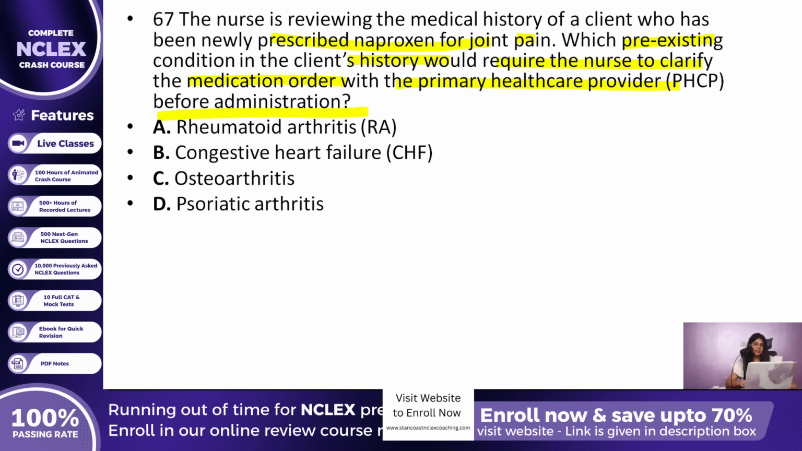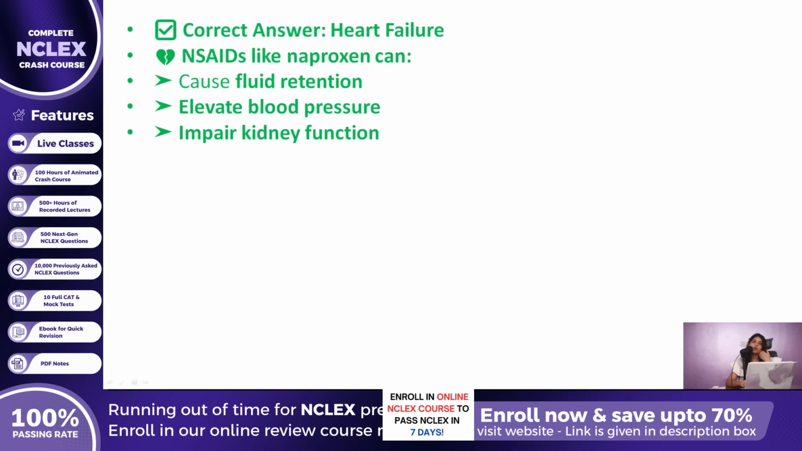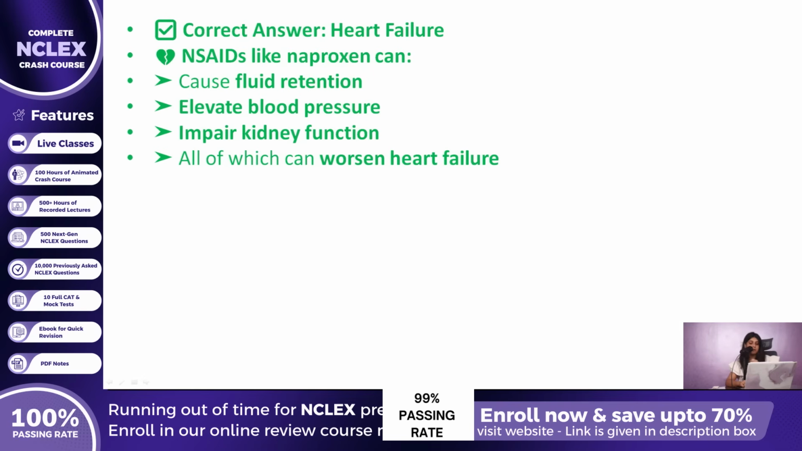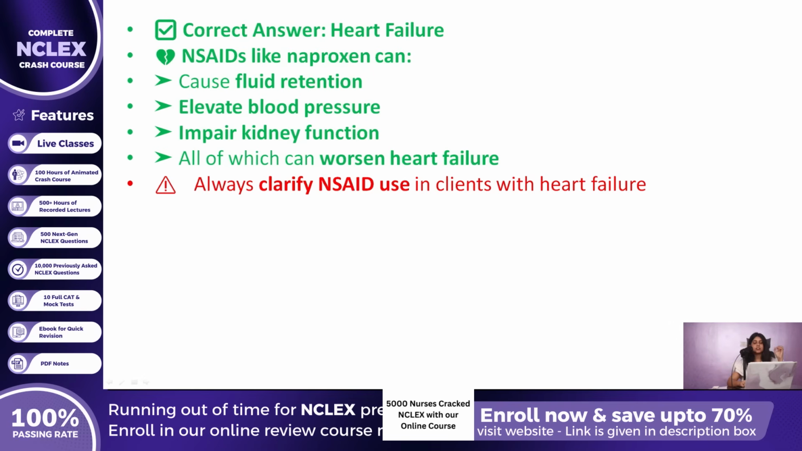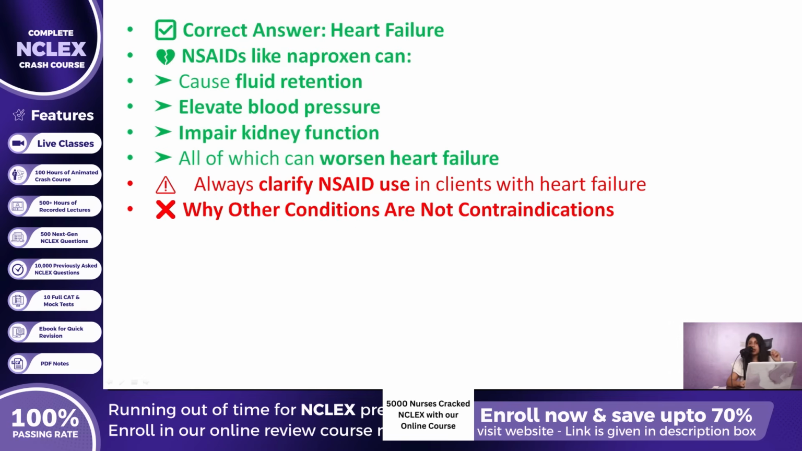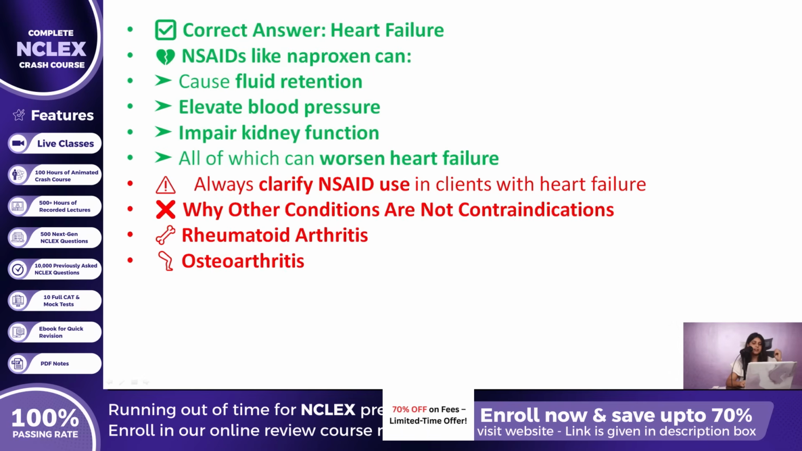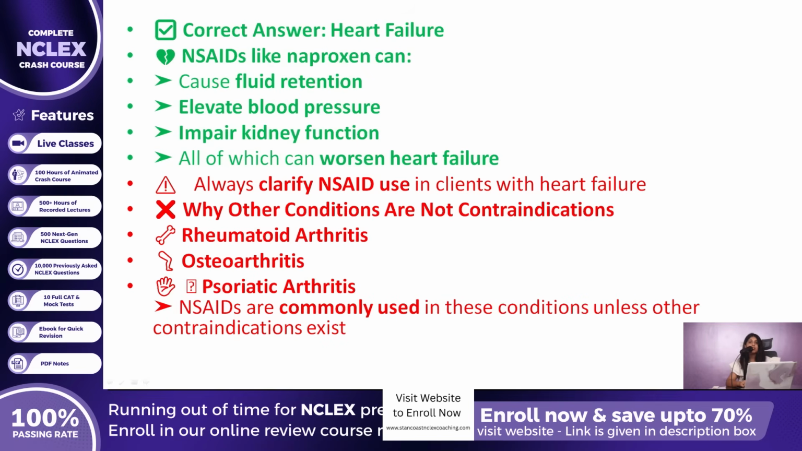arthritis. The correct answer is heart failure, as NSAIDs like naproxen can cause fluid retention, elevate blood pressure, and impair kidney function, worsening heart failure. The nurse should always clarify its use in such clients. In contrast, rheumatoid arthritis, osteoarthritis, and psoriatic arthritis are conditions where NSAIDs are typically appropriate unless other contraindications exist.